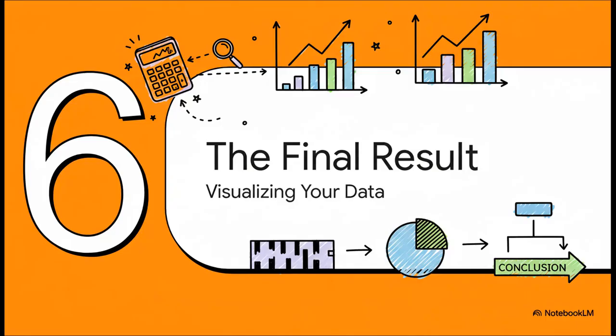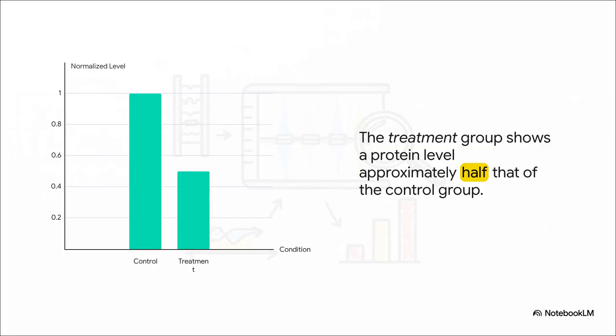We've done the math, and now we get the payoff. It's time to take our shiny new normalized data and turn it into a picture that tells a powerful story, one that anyone can understand at a glance. And this is what it all boils down to: a simple bar chart. Now, by definition, your control value is always going to be 1. The treatment bar now shows its value relative to that control after we've corrected for everything. And here, it's crystal clear. The protein level in our treatment group is about half of what it is in the control group.